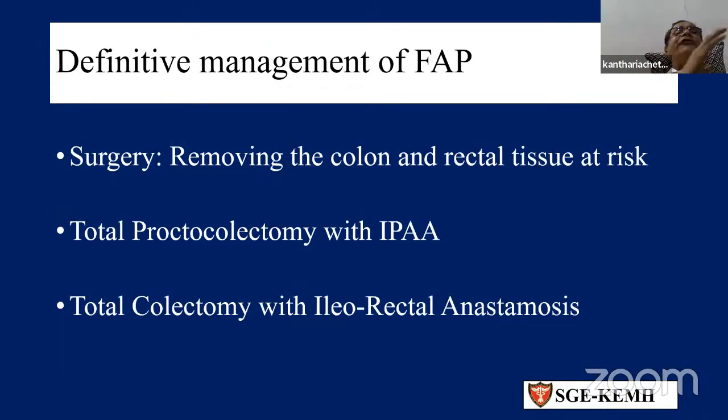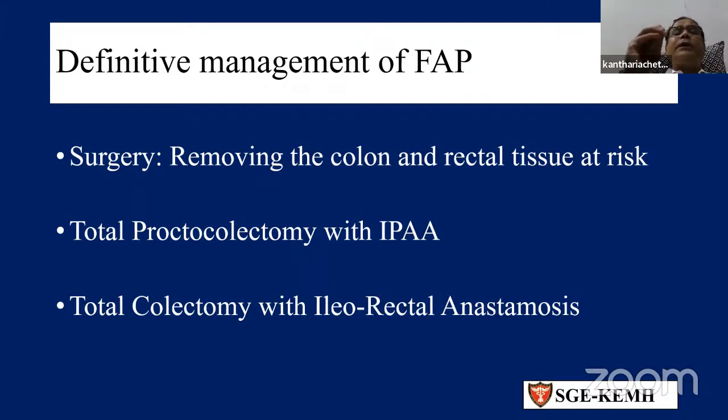As far as the definitive management of FAP is concerned, the only definitive treatment is surgery, which includes total proctocolectomy with ileal pouch anal anastomosis. Having said that, there is a role for total colectomy with ileorectal anastomosis in a certain select subgroup of patients. So who are these? Female patients who have yet to complete their reproductive life, and patients who are young, who are about to get married. So you ask them to complete this.